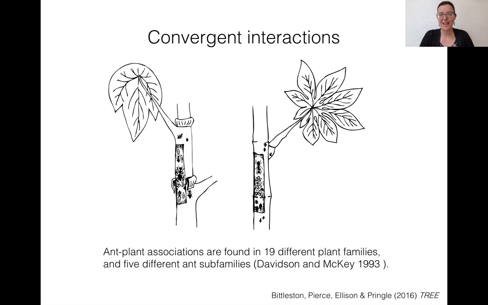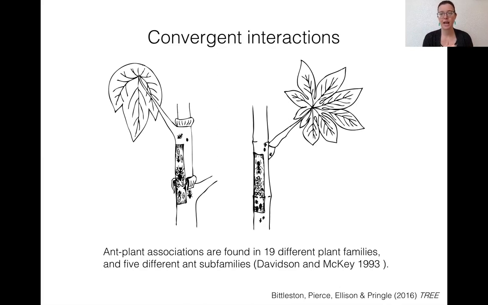Another example, which you may have heard a little bit about yesterday in Dr. Nomi Pierce's talk, are ant-plant associations. In this interaction, you have a plant that produces some sort of structure. Here I'm showing hollow stems, but they could also be domatia, swollen thorns, where the ants live. And the ants then have housing and also some food that's provided for by the plant.